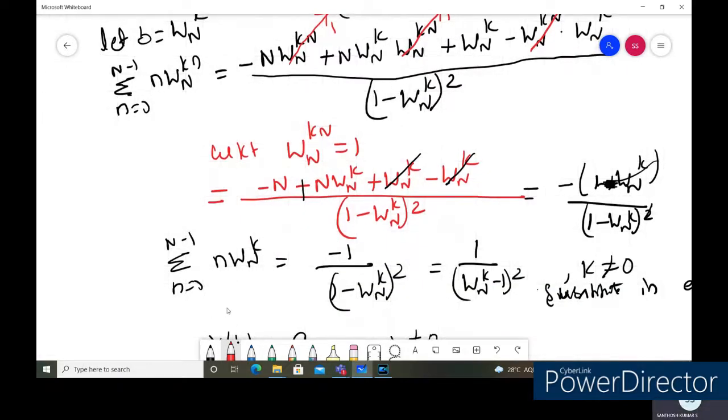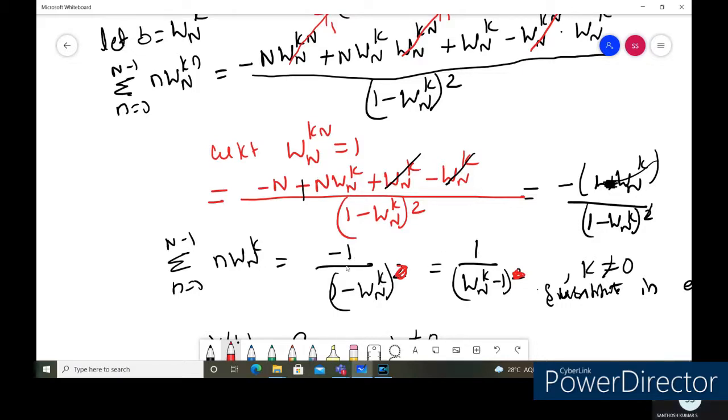So the remaining quantity will be summation. The LHS part is n into omega n to the power of k is equal to minus 1 divided by minus omega n to the power of k the whole square. So since minus is there, let us multiply the minus with the denominator. So omega n to the power of k minus 1, this square is not there yet, because already we have cancelled the square here. So because this square and this one has been cancelled, it is minus 1 divided by 1 minus omega n to the power of k.